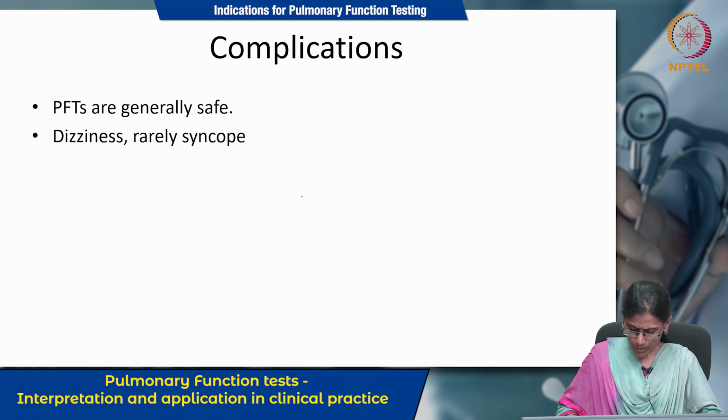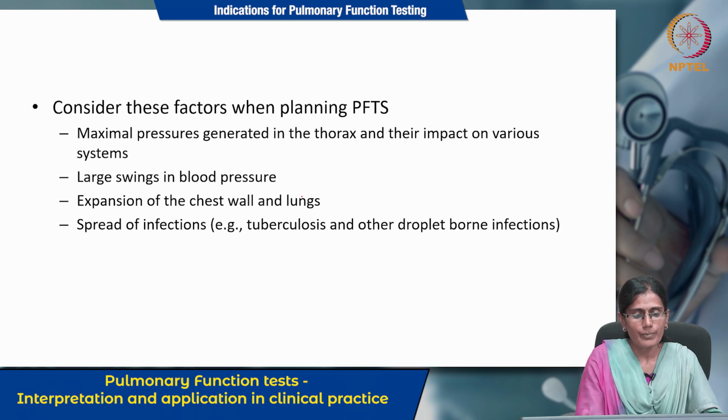But while doing spirometry, we have to consider these 4 factors. I told you we are going to take a deep breath and we are going to forcefully exhale. So there is maximum pressure generated within the thorax. It has impact on other organ systems including the brain. So when the patient is going to take a deep breath, the intrathoracic pressure comes down. So there will be excess venous return to the heart. So there will be large swings in the blood pressure. You are going to take a deep breath. There is expansion of the chest wall and lungs. You'll see its effect.